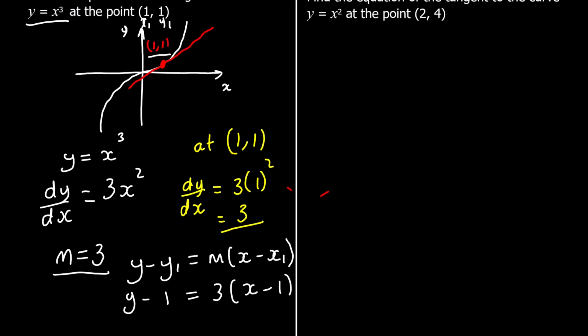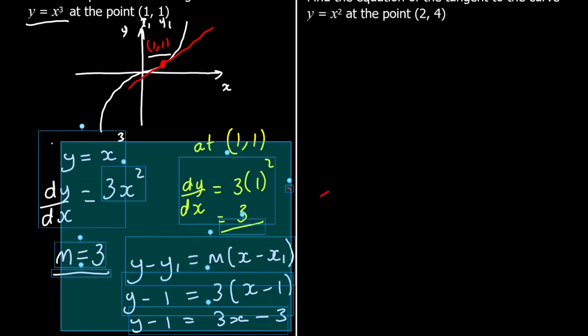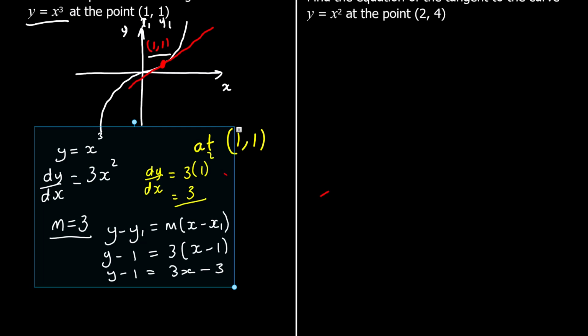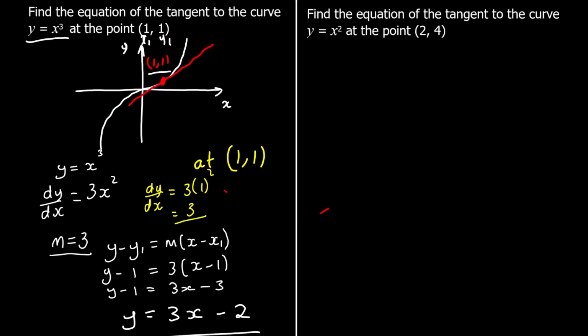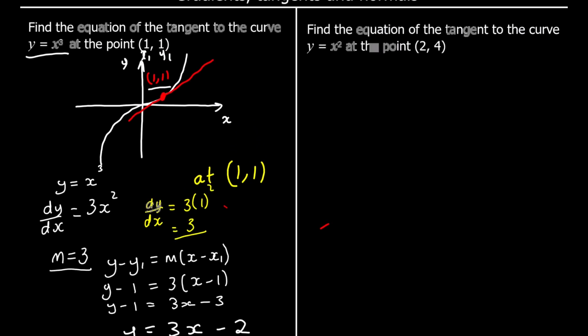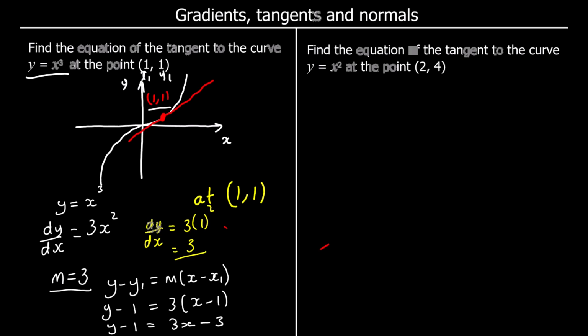If we want to, we can rearrange it to put it into the form y equals mx plus c. So expand the bracket and then add 1 to both sides. So y is 3x minus 2. y equals 3x minus 2 is the tangent at the point (1, 1). Here's one for you to try. Pause the video and give it a go.